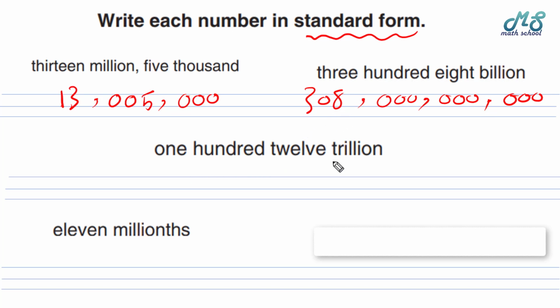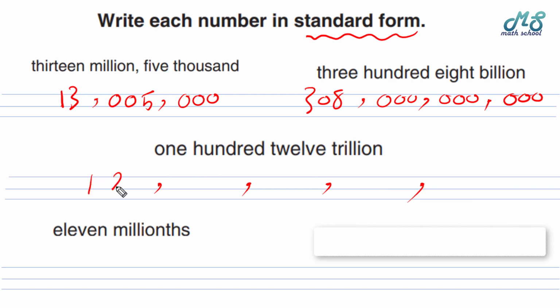Next, 112 trillion. Now we have trillions, billions, millions, thousands, and ones. So how many trillions? 112.